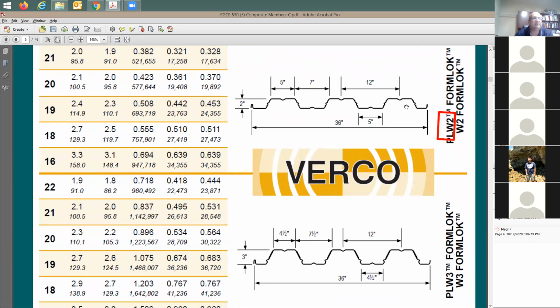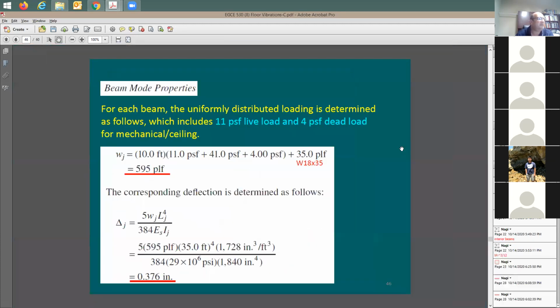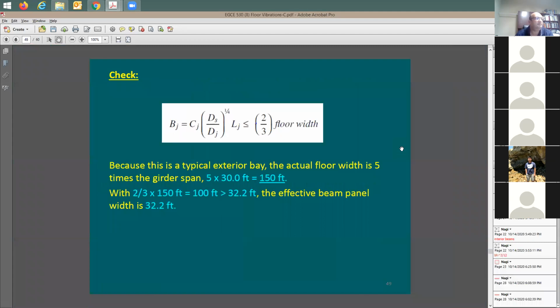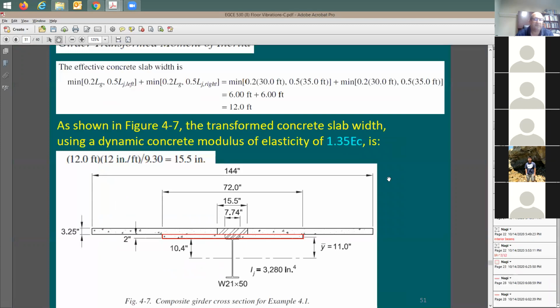So when you think about it, you say 50% of the deck width is going to be filled with concrete. And this is exactly what they have done in this analysis. They said, if I'm considering here a width of 144 inch of concrete, 50% of it is going to be filled with concrete within the metal deck itself. If this makes sense now.